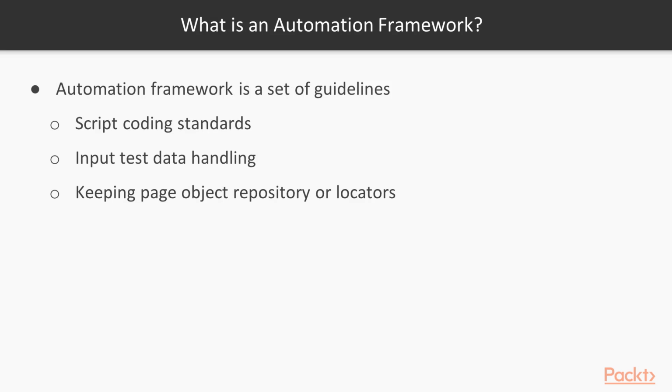Automation framework is a set of guidelines such as coding standards, test data handling, keeping a page object repository, and so on. With an automation framework, scripting produces beneficial outcomes like increased code reusability and reduced script maintenance cost.